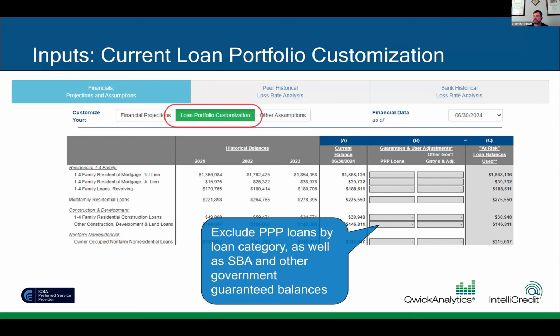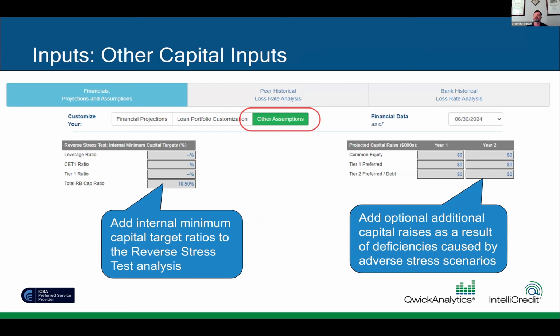The next slide. We have a couple other assumptions here. On the left-hand side, this is where you can plug in an internal capital minimum target for our reverse stress test.